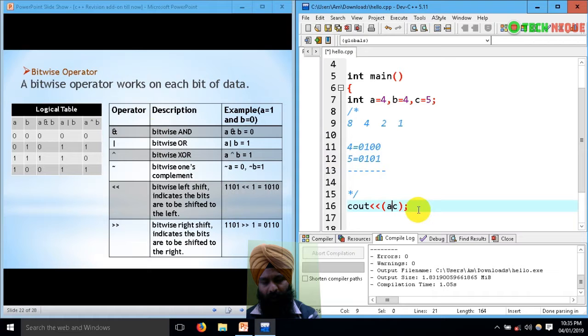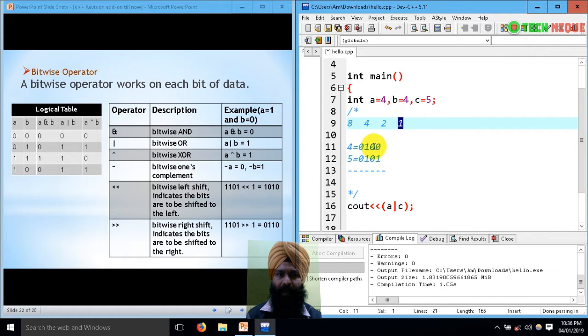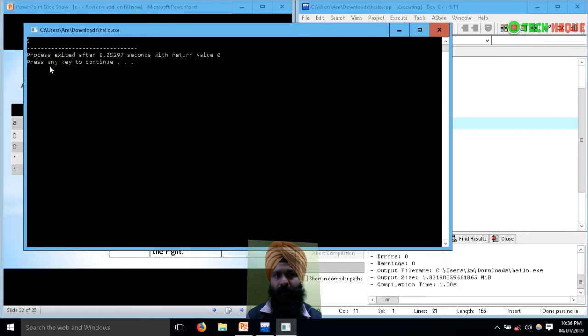Similarly, I can demonstrate the OR operator. In the OR operator, if either bit is true, then the resultant bit is true. If I apply OR over here, the first bit is set, it means 1 is true, the second is 0, and again the third bit is true, so it means 4 plus 1, 5. A or C will give me 5 in this particular case.